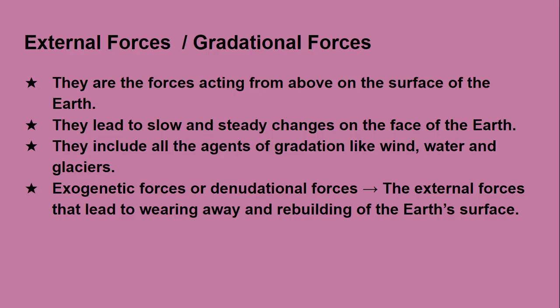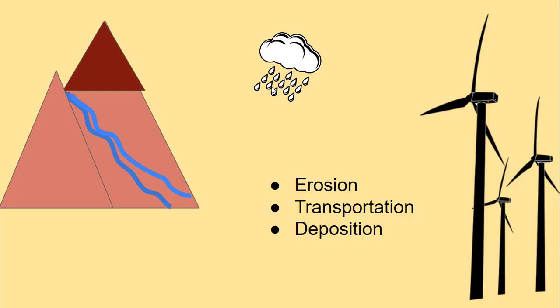Now we'll move on to the external forces. The external forces are also termed gradational forces. These are the forces acting from above on the surface of the earth. The internal forces happen within the earth, but here it happens above on the surface of the earth. This leads to slow and steady changes on the face of the earth. This includes all the agents of gradation like wind, water and glaciers. The external forces lead to the wearing away and rebuilding of the earth's surface.